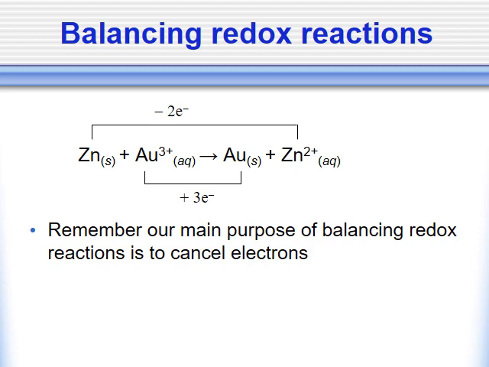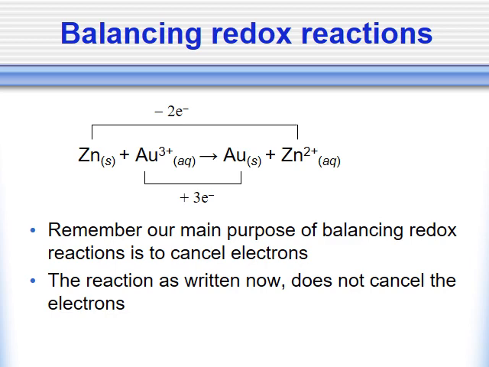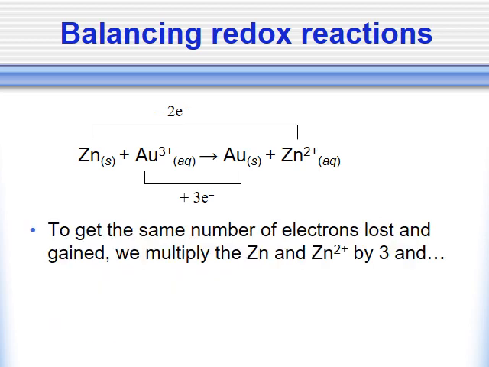Now, the whole reason we're here, we want to cancel electrons. As written, those electrons do not cancel. So we've got to manipulate the coefficients to make sure our electrons cancel. So what do we do? We want to get the same number of electrons lost and gained. The zinc bridge we multiply by 3. That includes the reactants, the products, and the number of electrons. The gold bridge gets multiplied by 2.